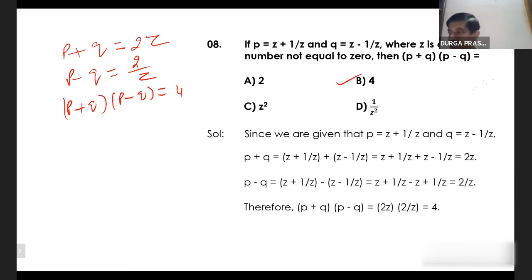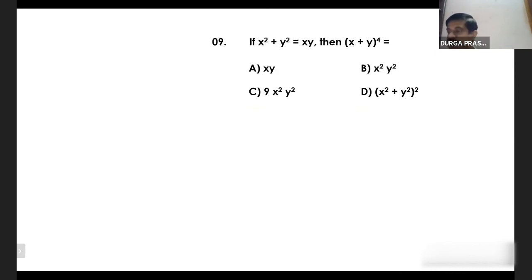Okay, let us go to the next question. Look at this. x square plus y square is xy. So he is asking to find out (x plus y) whole power 4 value. What is that? We should check. So look at this.